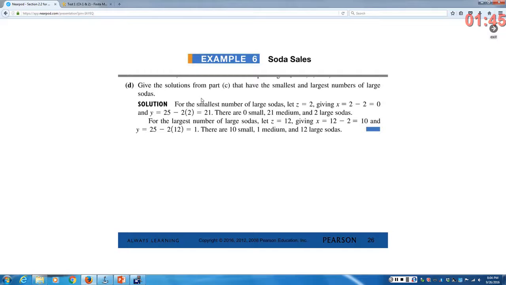Of course, you could pick any other value on that interval from 2 to 12 and get various sizes of sodas. Okay?